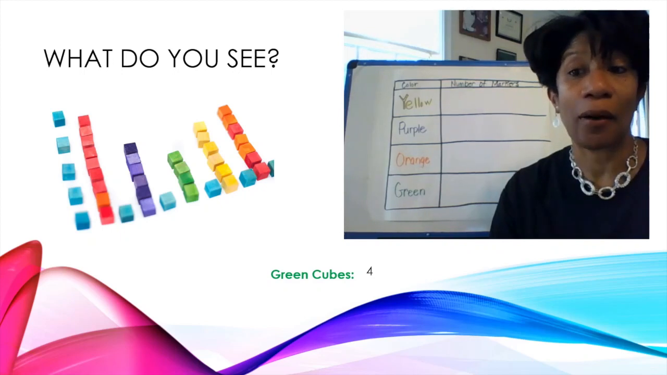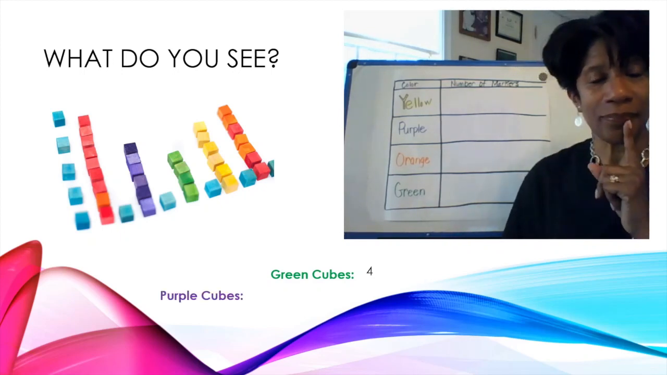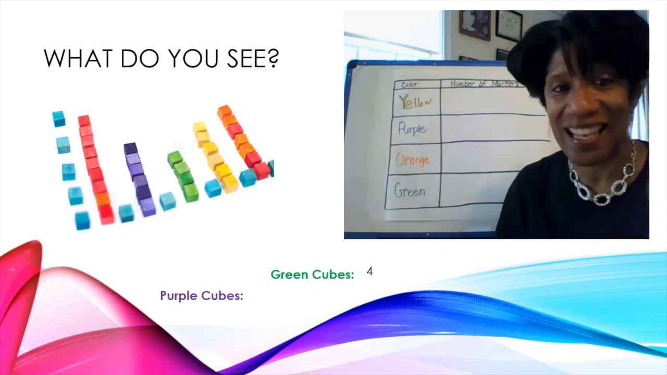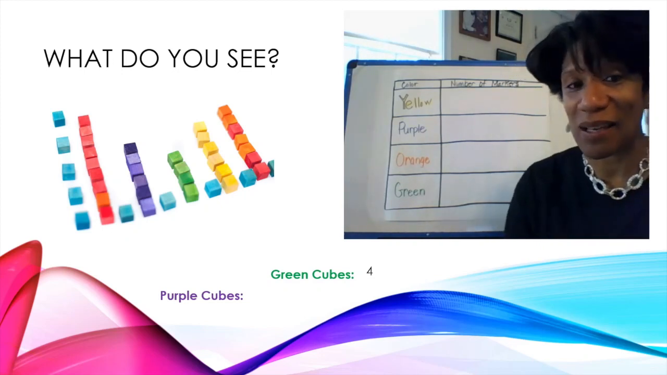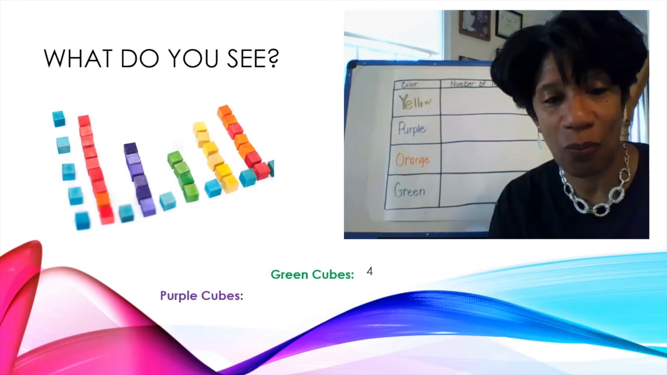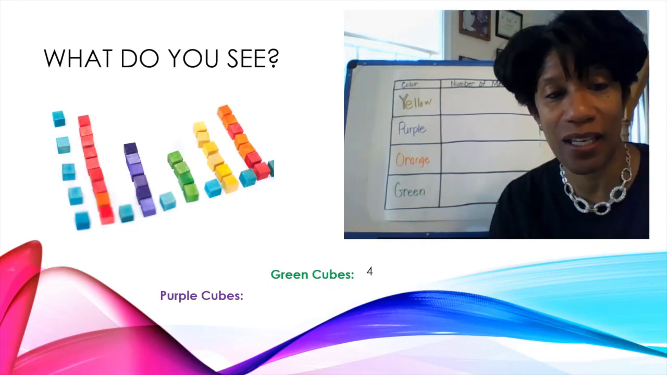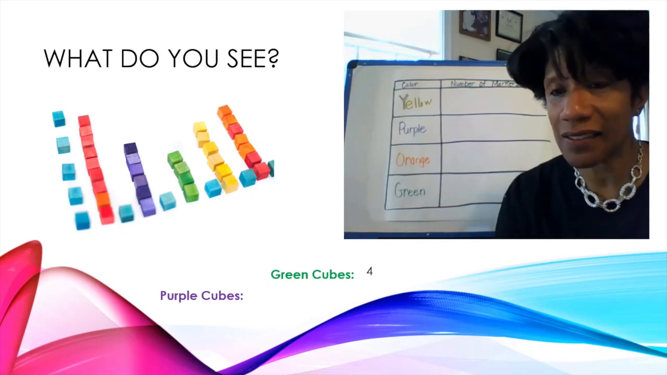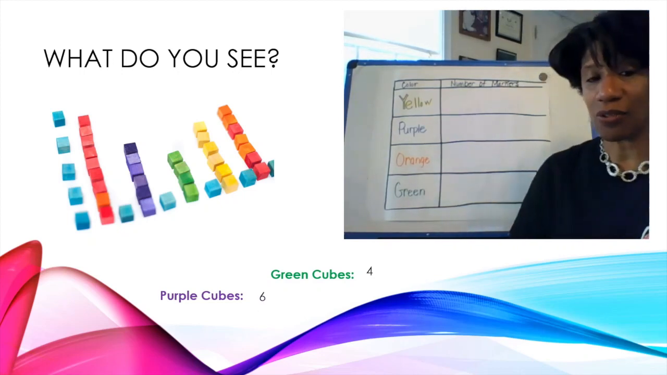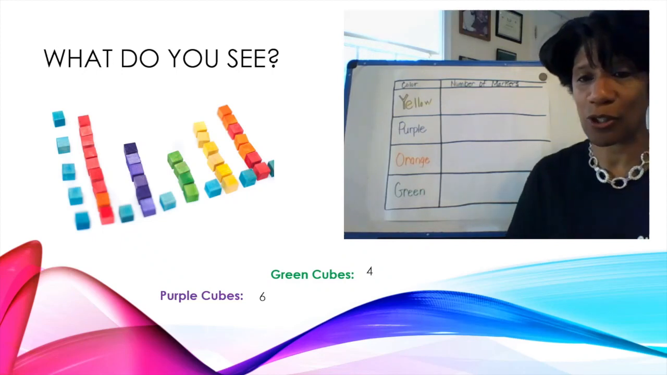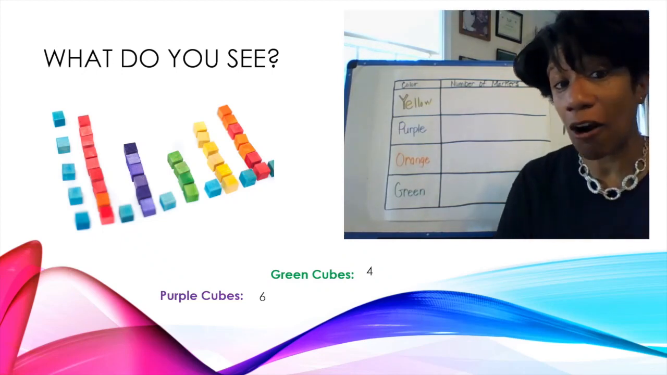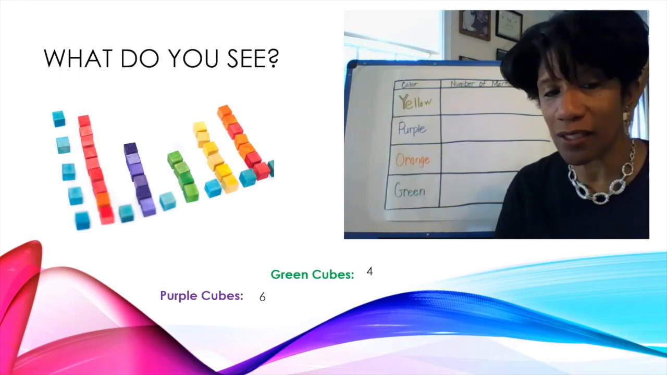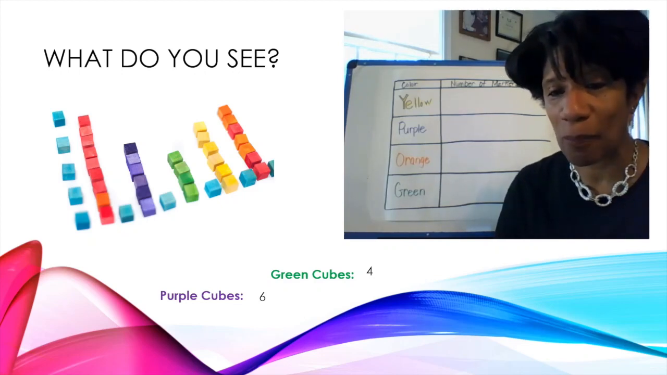Now let's look at the purple cubes. How do we find out how many purple cubes we have? That's right, we got to count them. So let's count the purple. 1, 2, 3, 4, 5, 6. 6 purple cubes. So by looking at our object graph, we have seen that we have 4 green cubes and 6 purple cubes.